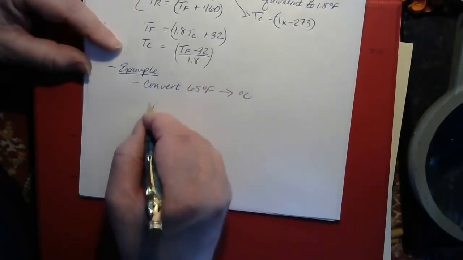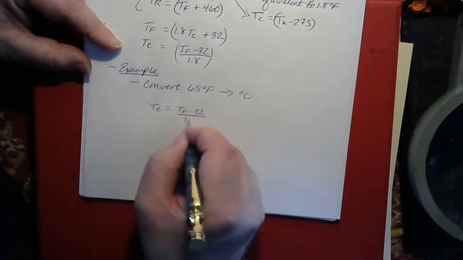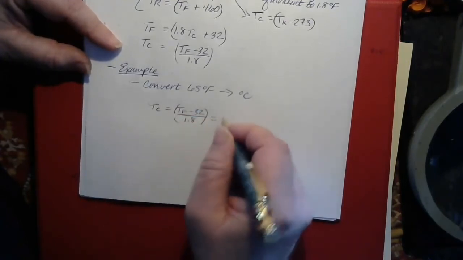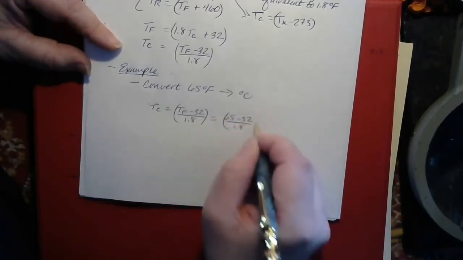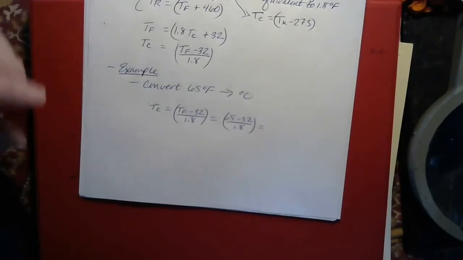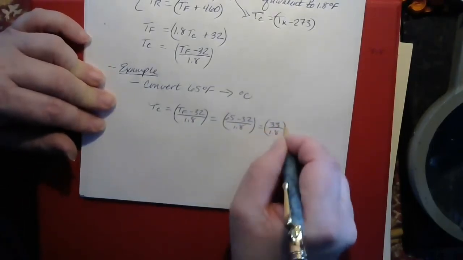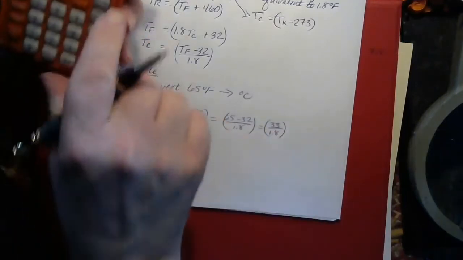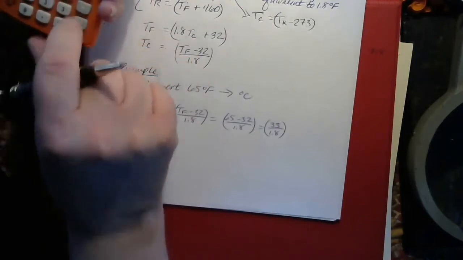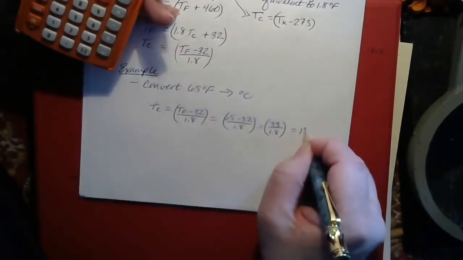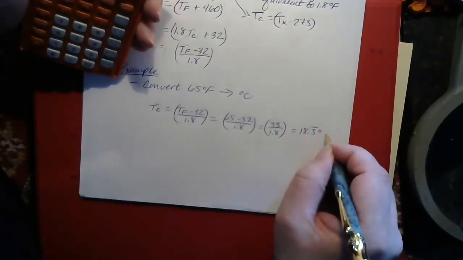Okay, so we want temperature in Celsius. That's temperature in Fahrenheit minus 32 over 1.8. That's 65 minus 32 over 1.8. 65 minus 32 is 33 over 1.8. And let's see, 33 divided by 1.8 is 18.3 repeating degrees Celsius.